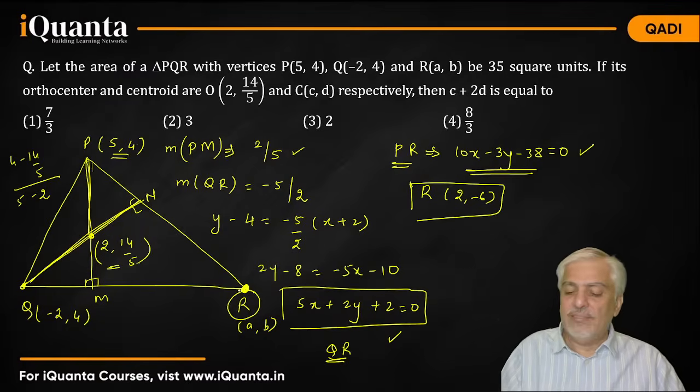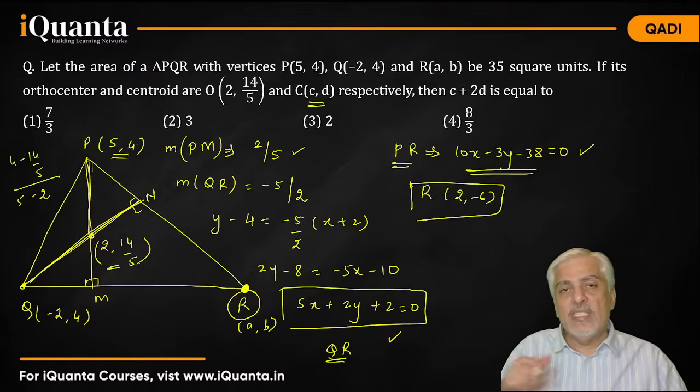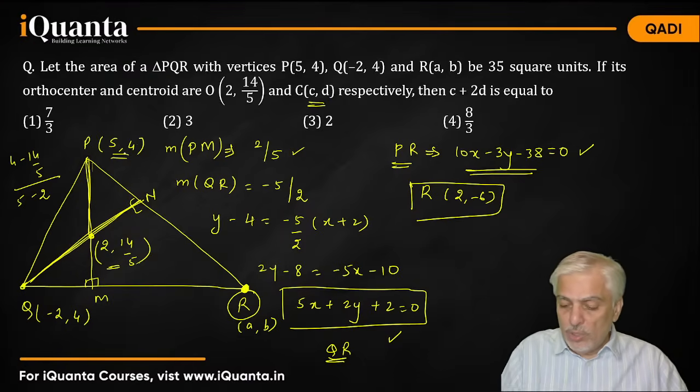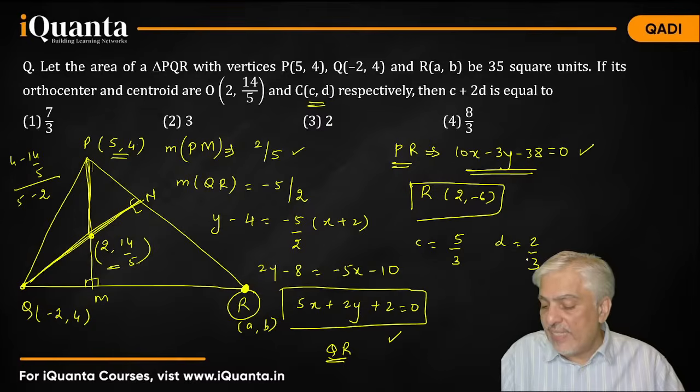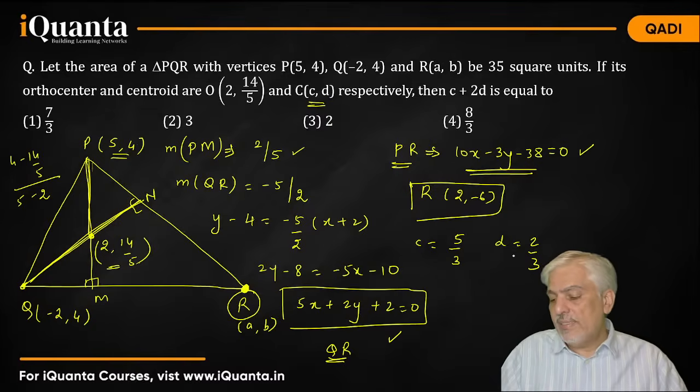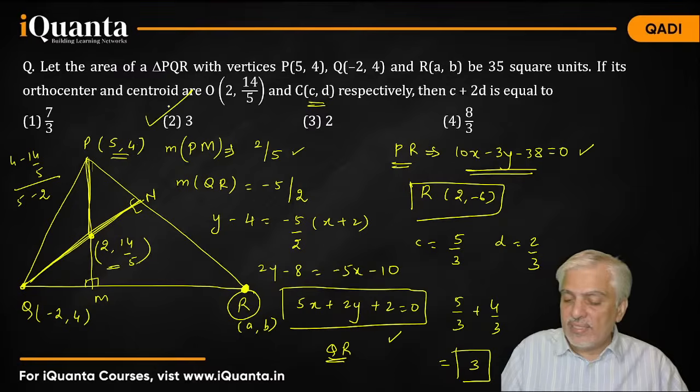Once I got R, then it's a direct thing. Centroid was given as C comma D. So we just need to find the centroid. Centroid is the sum of all vertices divided by 3. So 5 plus 2 minus 2 will be 5 upon 3. That will be the value of C. And D will be 4 plus 4, 8, 8 minus 6, 2 upon 3. So D is 2 upon 3. We need C plus 2D. C plus 2D will be 5 upon 3 plus 4 upon 3, 9 upon 3, which will come out to be 3. Answer is the second option.